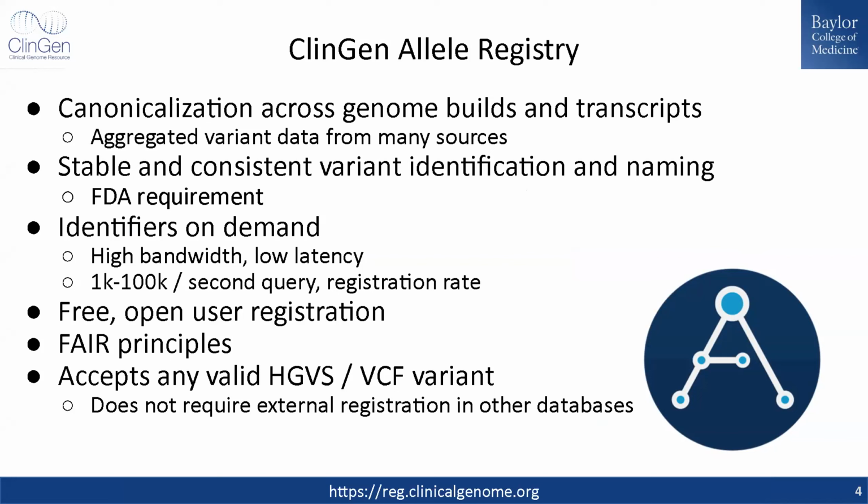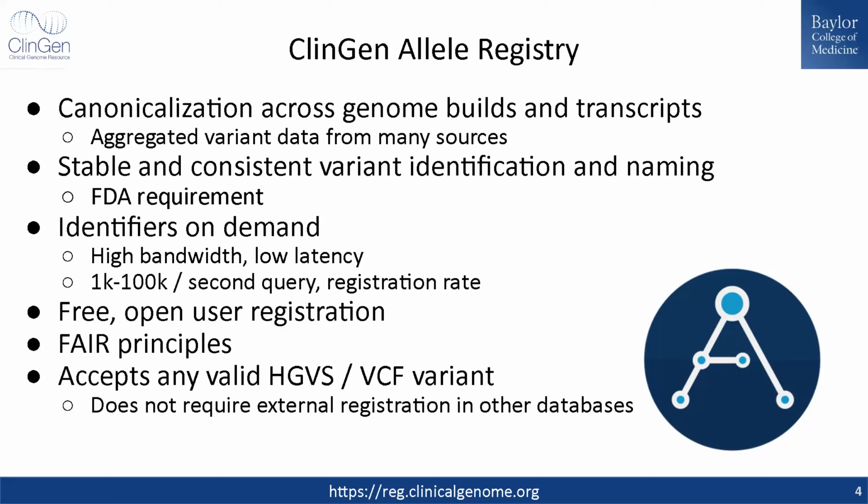And so what we're aiming to do here, per an FDA requirement, was getting stable and consistent variant identification and naming. So once these identifiers are minted, they never change, and so it's a permanent record. We also wanted identifiers on demand, so high bandwidth and low latency. That basically means how fast can we get this service and how stable can we make it. So we generally see between 1 and 100,000 queries per second, or registration as well. And so it really depends on the nature of your input, whether it's sorted and how far across the genome in transcripts it goes. But it's very performant thus far.